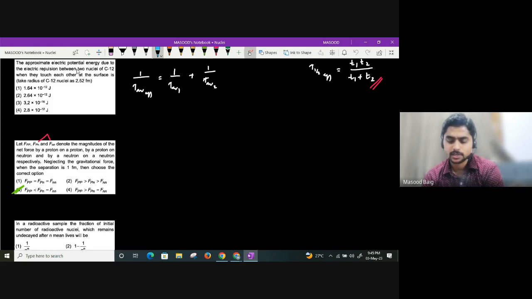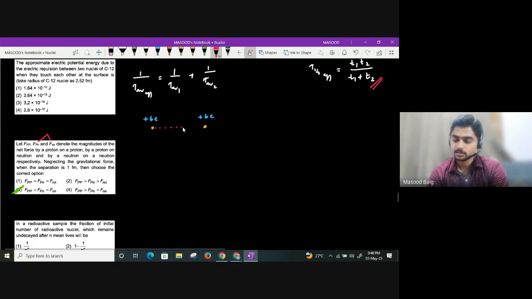An approximate electrical potential energy due to the electric repulsion between two nuclei of C12 when they touch each other. When they touch each other, what will be the nuclei? Nuclei will have positive charge. How much positive charge? Plus 6e. The other one is also plus 6e. They are touching each other, which means the separation between their centers will be 2r.